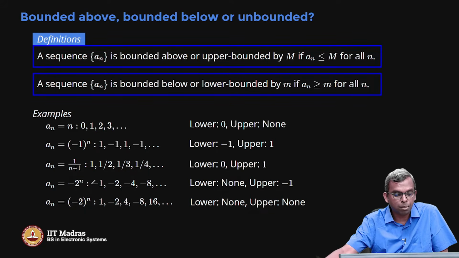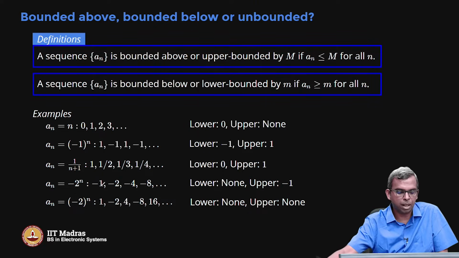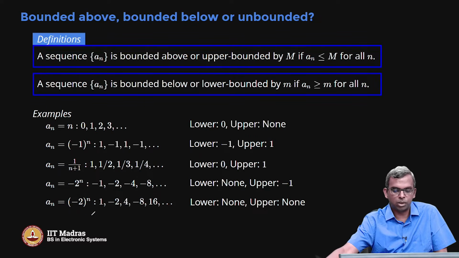Notice this sequence has an upper bound of minus 1. Everything else is negative. Below, below, below, below, below. So, minus 1 is the upper bound. Here is yet another sequence that is very interesting.